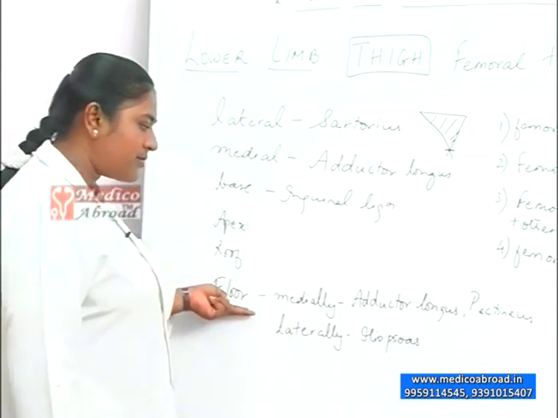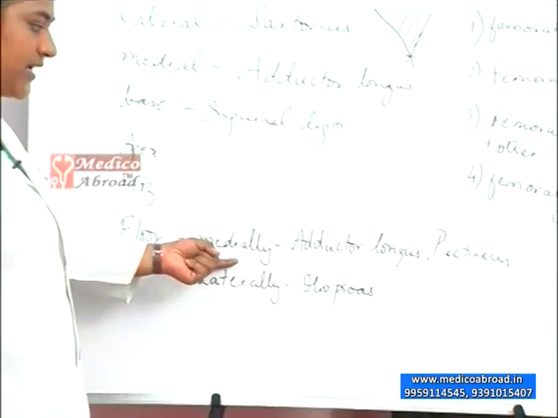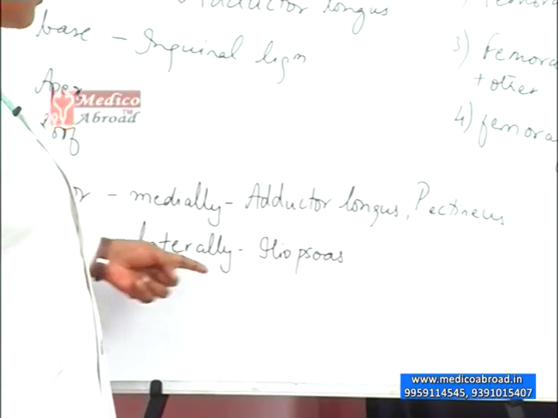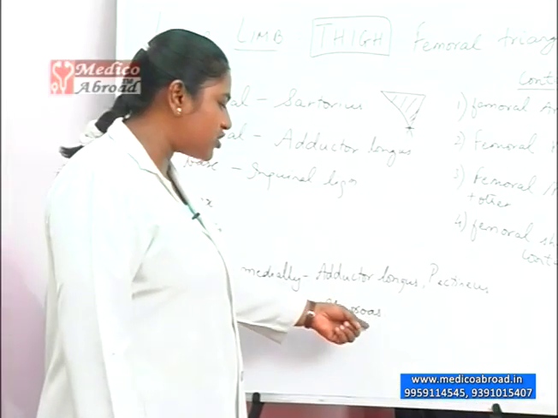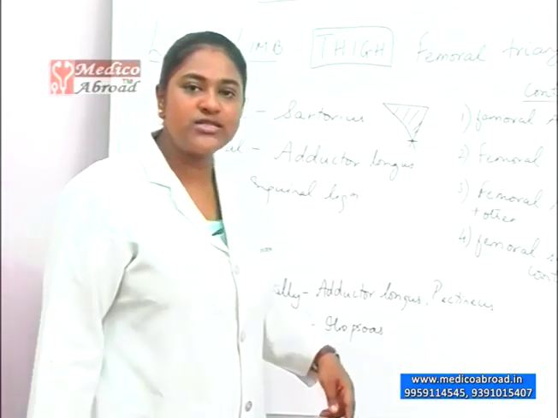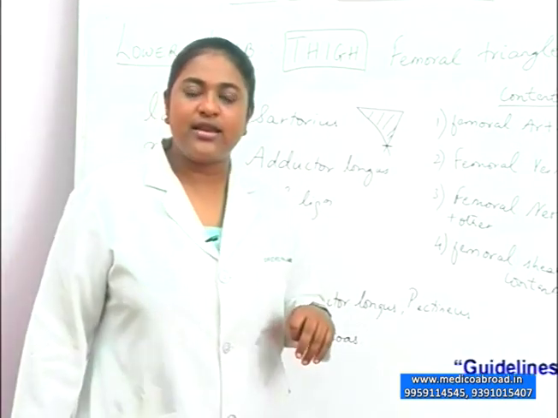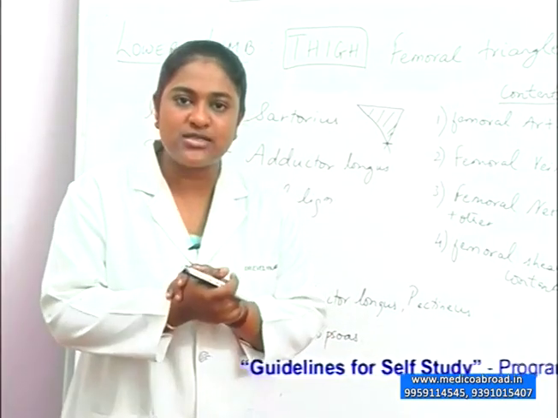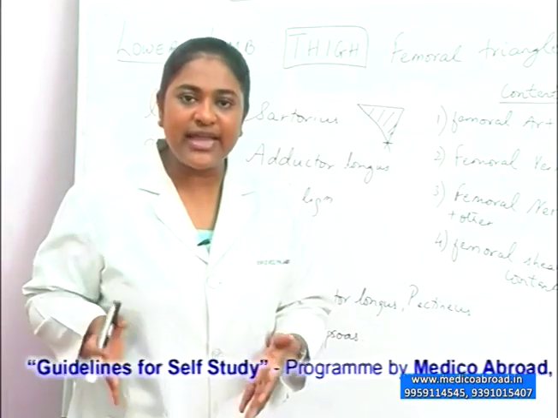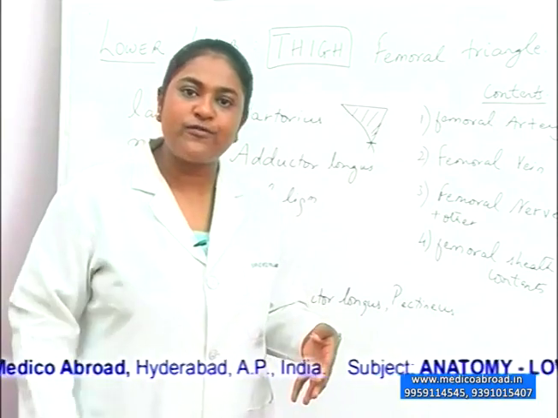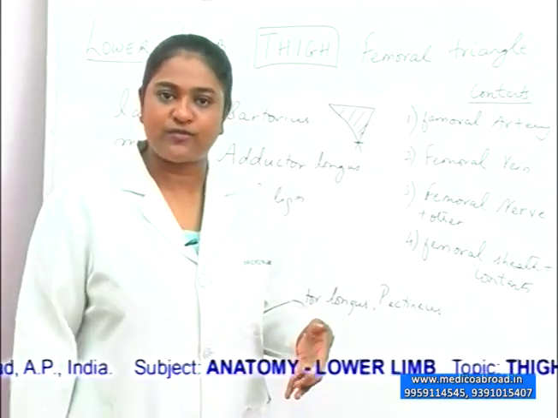Now the floor of the femoral triangle is formed medially by adductor longus and the pectineus muscles, and laterally by the iliacus and the psoas, which together form the iliopsoas muscle. Now these are the relations of the femoral triangle. The femoral triangle is important because it contains certain important structures and it is present quite superficially on the anterior part of the thigh.